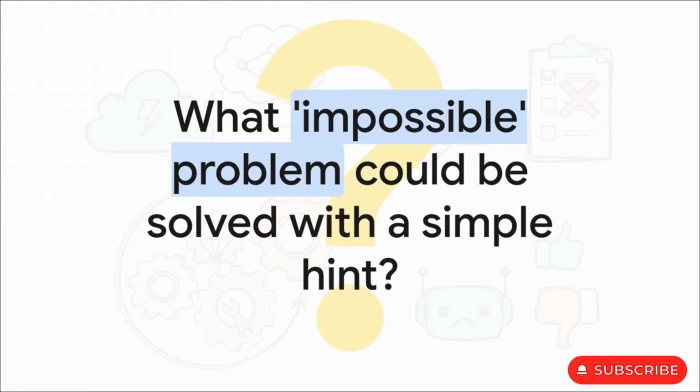And that leaves us with a final thought. The difference between an impossible problem and a solvable one often isn't a more complex algorithm, but just a better hint. It makes you wonder, what challenges are we facing today that are just one clever heuristic away from a solution?